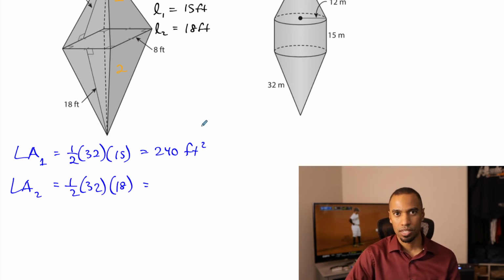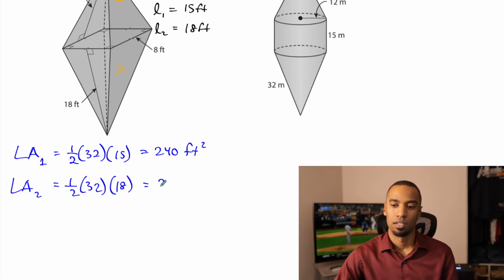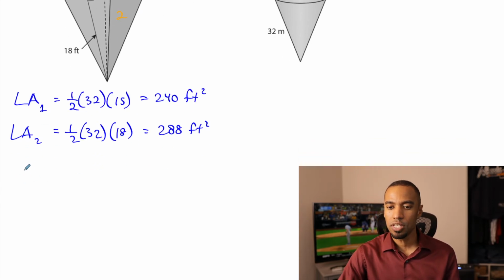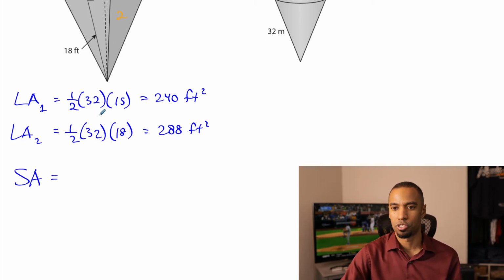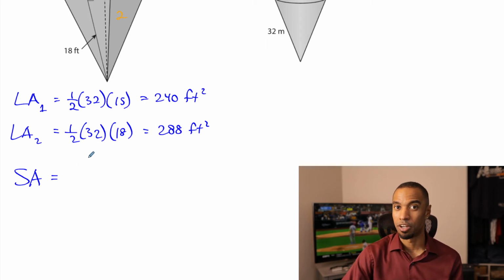Half of 32 is 16. 16 times 18 is 288, if I'm saying all that correctly. 288 square feet. Now the surface area, this is still technically called the surface area of the total, just we're not adding the bases within. It's not the combination of the two surface areas. It's really just these two things added together because the bases are covered, both of them.